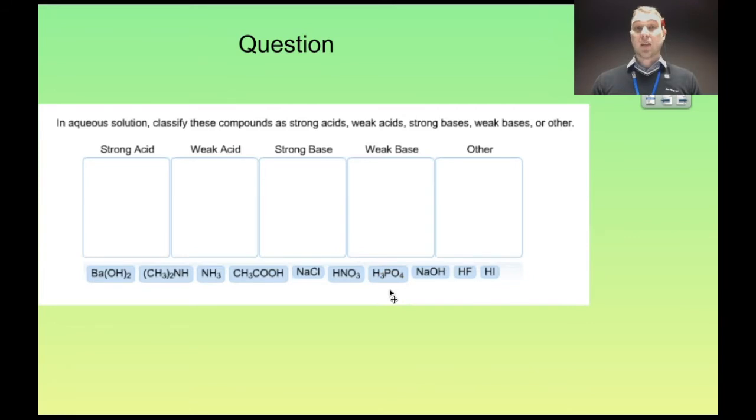Phosphoric acid is a weak acid. It only partially ionizes in solution. And sodium hydroxide is a strong base because it completely ionizes in solution, producing hydroxide ions.